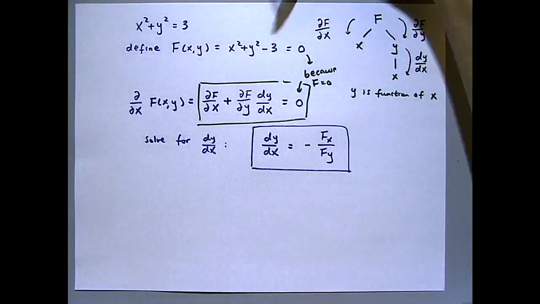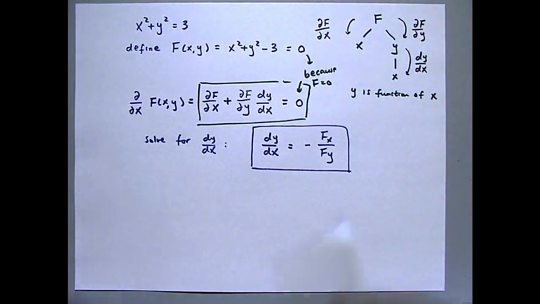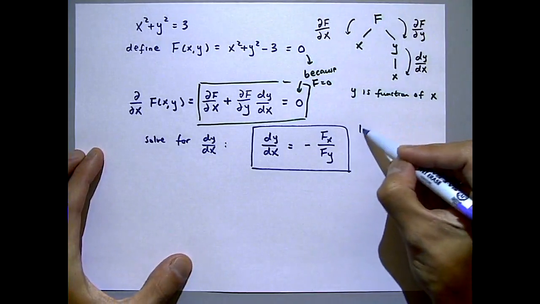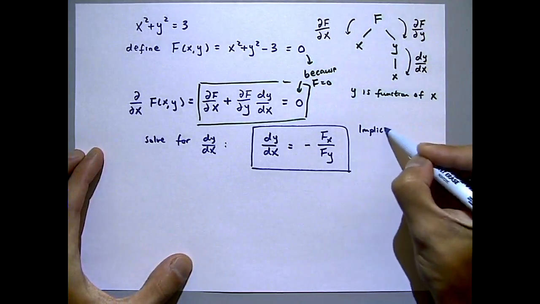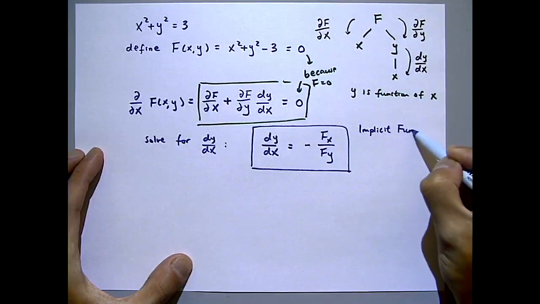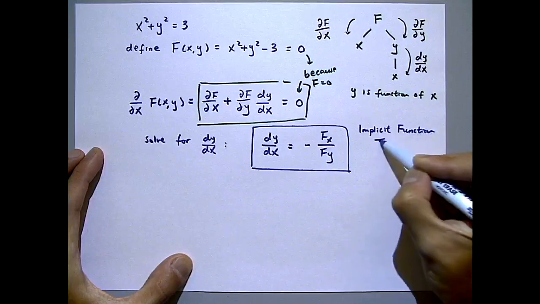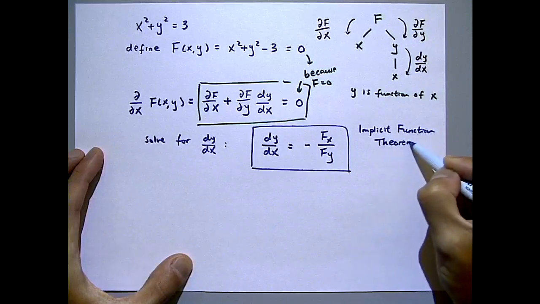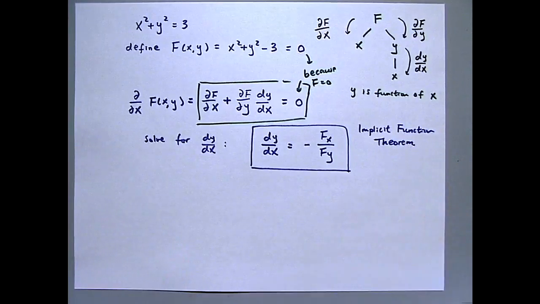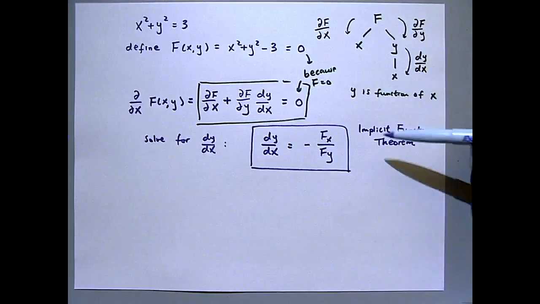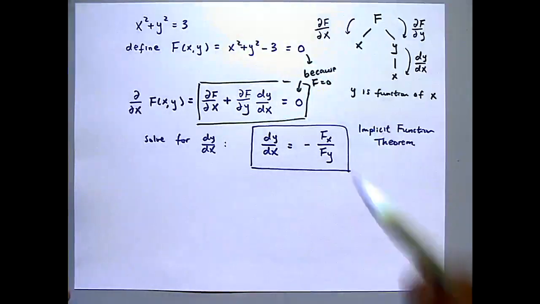And this right here, this is called the implicit function theorem. All right? Okay, now let's check this out for this example we've been working on.